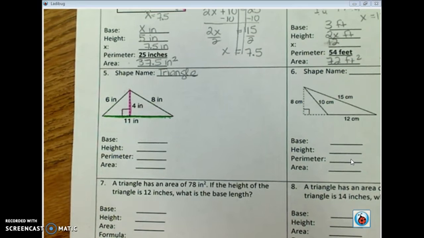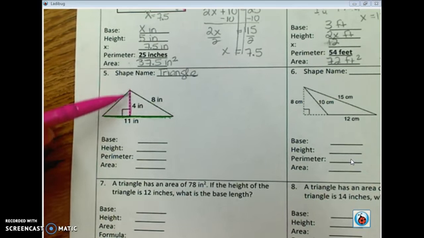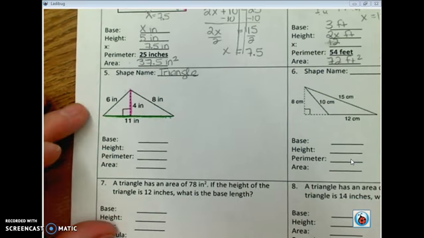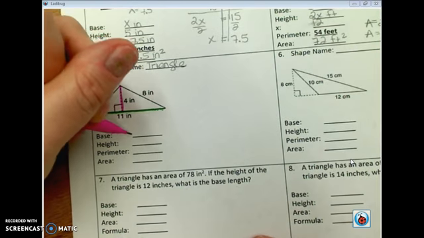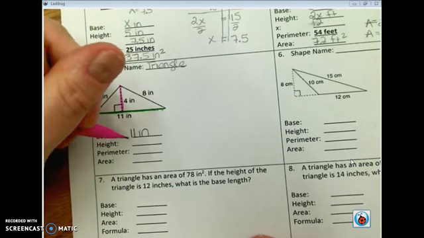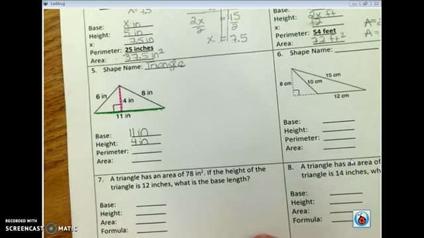Remember, if I were to measure your height, you would stand up straight and tall. If this were a mountain, the height of the mountain would not be this side length. Okay, so our base is 11 inches. Our height is 4 inches.